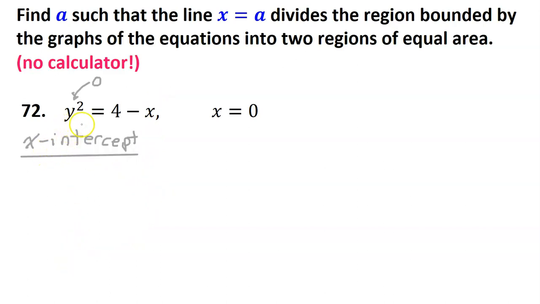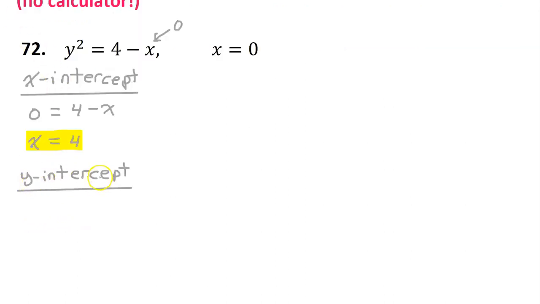We can find the x-intercept of the sideways parabola by plugging in 0 for y. So that gives us 0 is equal to 4 minus x. Adding x to both sides, we get x is equal to 4. This is the x-intercept. We can find the y-intercept by plugging 0 in for x. So that gives us y squared is equal to 4. Taking the square root of both sides, we get y is equal to plus or minus 2. So these are the two y-intercepts.